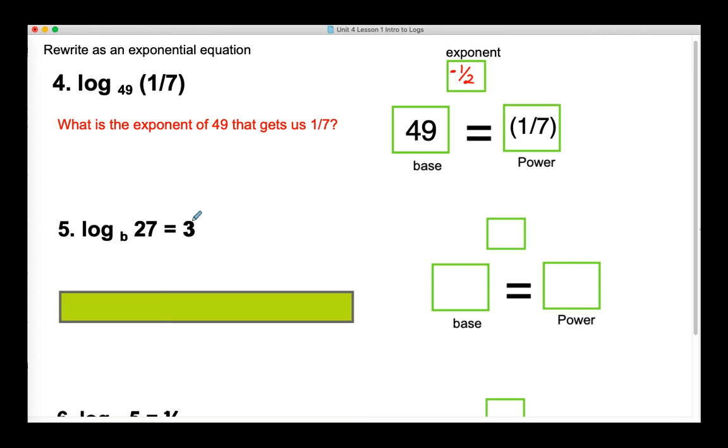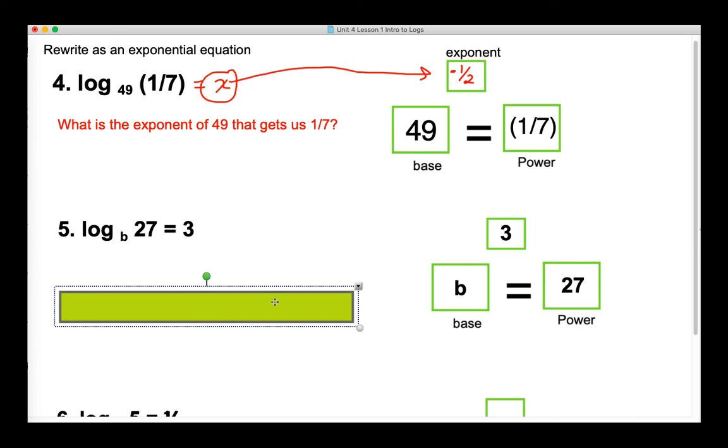Here they actually gave us the equal sign. Up here we didn't. Get it? This was an equation. This is asking us to solve what is the exponent of 49 that gets us 1/7. Well, we figured out that exponent is negative 1/2. Here the base is unknown. All right, so if I were to rewrite this, b is base. So b, 27, well, that's my power, and this is my exponent.